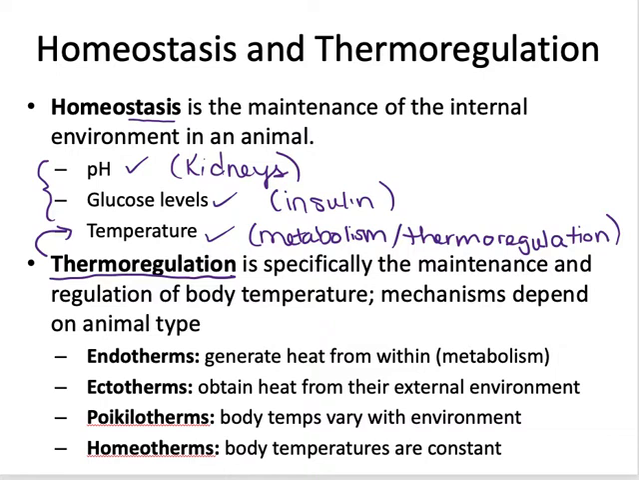Other ways of controlling body temperature will include vasodilation. So vasodilation is when our blood vessels dilate, and this will maximize heat exchange with the environment. So depending on whether you're in a cold or a warm environment, vasodilation can be warming or it can be cooling. Similarly, vasoconstriction is when the blood vessels constrict. So this minimizes heat transfer between the body and the external environment. So this can help retain heat if it's cold, or it can cool if it's hot outside.